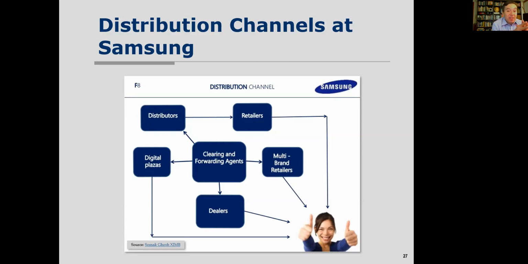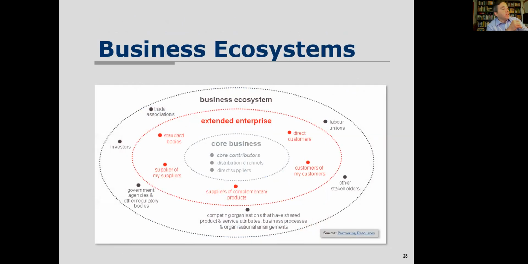Apple has a somewhat different strategy. It sells just through its Apple stores and through certain telecoms. They have broadened their strategy somewhat, but traditionally they have much more exclusive, if you will, distribution channels, whereas Samsung's is a broader variety of distribution channels.